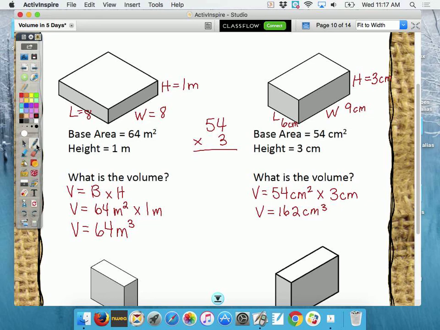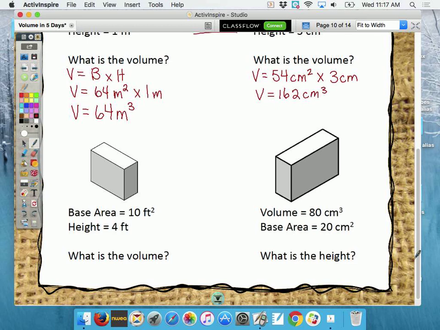All right, so let's keep going. The next one says, base area is 10 feet squared, height is 4. So let's get these labeled, height, width, length. Height equals 4 feet.